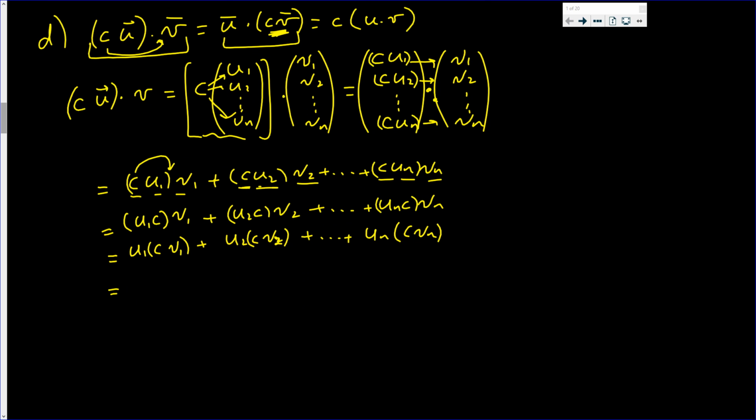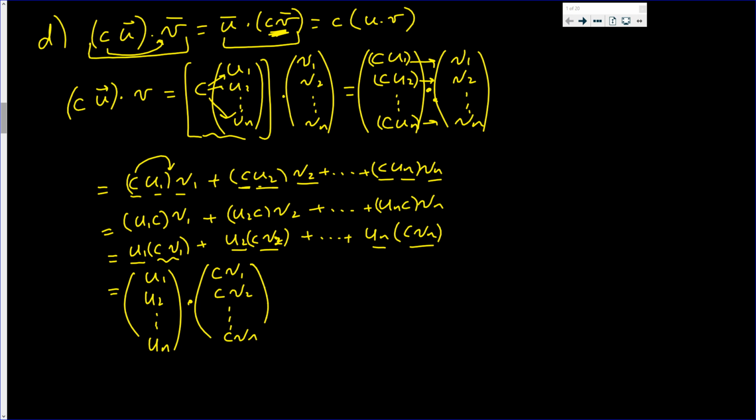Now, u1, u2, up to un, dotted with the second component, cv1, cv2, all the way down to cvn. And we can check, maybe we made a mistake. You multiply those two, yep, you get this, plus multiply those two, yep, you get that, all the way down to plus, multiply those two. So that's looking good.